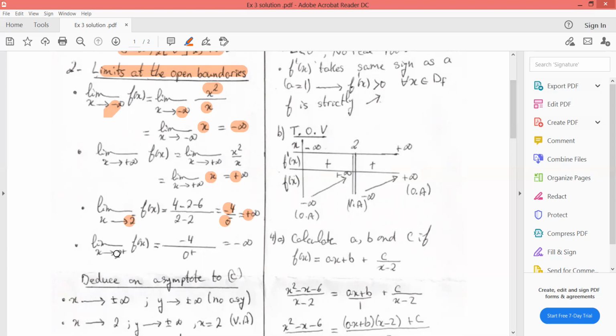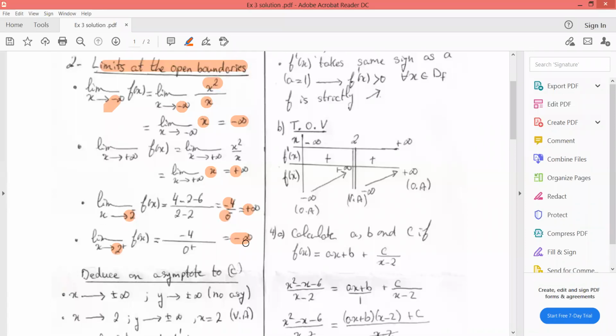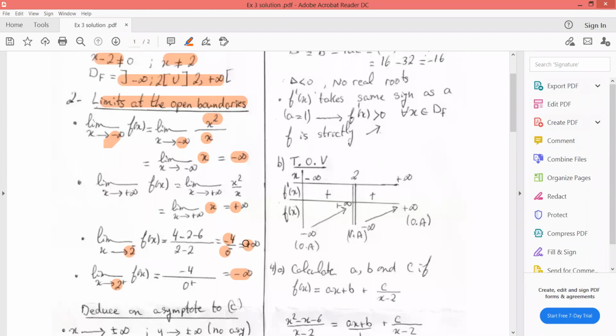Limit as x tends to 2 plus. We get minus 4 over 0 plus. Negative over positive equals negative infinity. Okay. Any question? No.